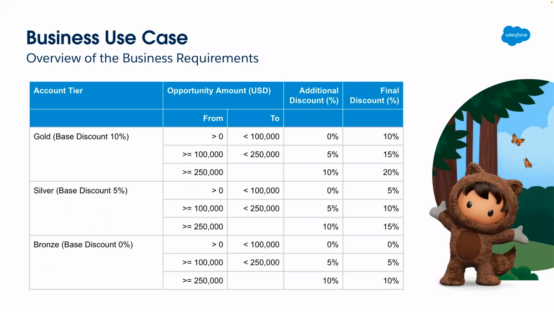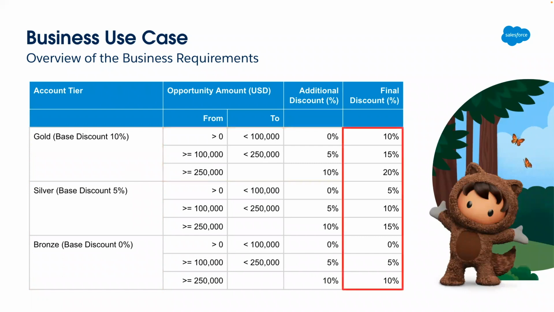So to make it clearer, let's take a look at this table. If the customer's account tier is gold, they will get a 10% base discount. Silver tier customers will enjoy 5% base discount, and there is no discount for the bronze customers. Then for the opportunity amount less than $100,000, there is no additional discount. For amount between $100,000 to $250,000, there is a 5% additional discount. And for amount greater than $250,000, there will be a 10% additional discount.